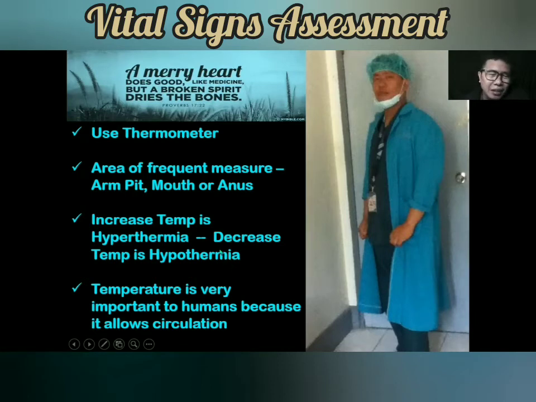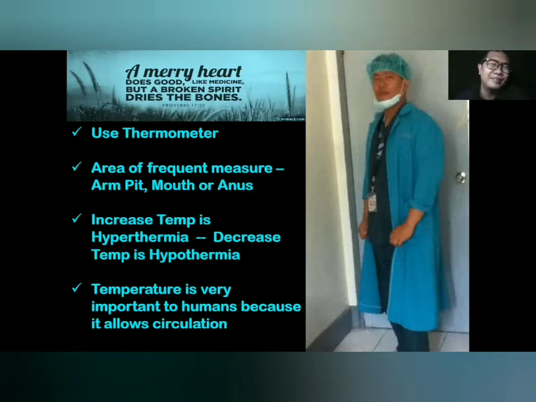Okay? Now, why are we taking temperature? Temperature is very important to humans. Why? Because we are warm-blooded organisms and we need heat in order for blood to circulate. When there is no heat, there is no circulation. When there is no circulation, areas of the body will result to stroke. When there is stroke, areas of the body will not receive oxygen. And when the body cannot receive oxygen, the body will die. So temperature is vital to human life. Okay.